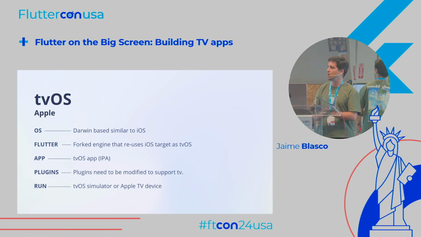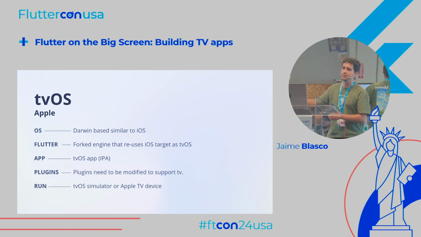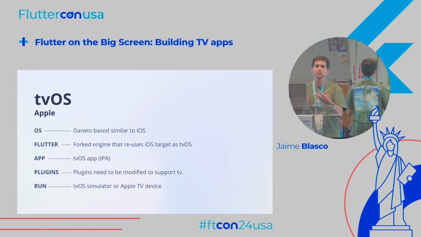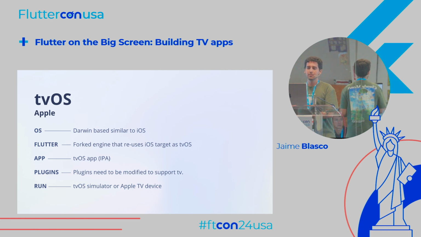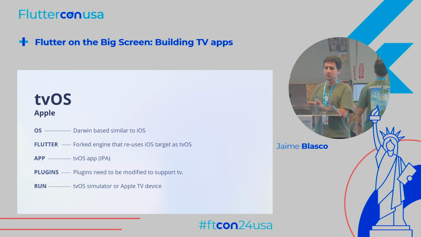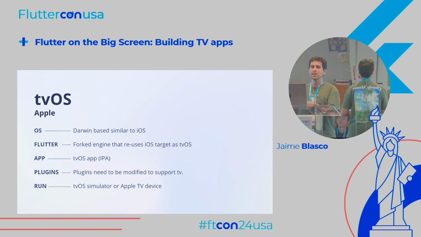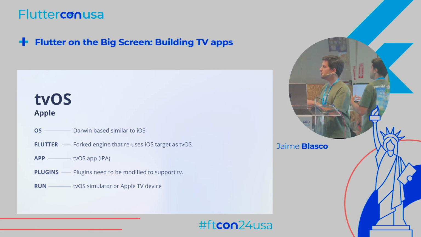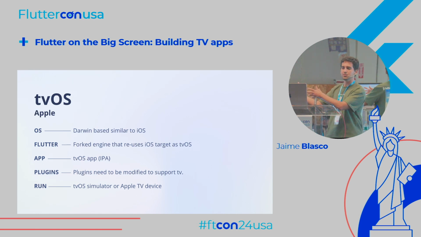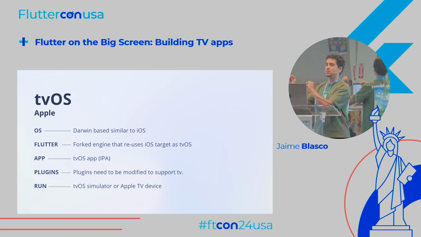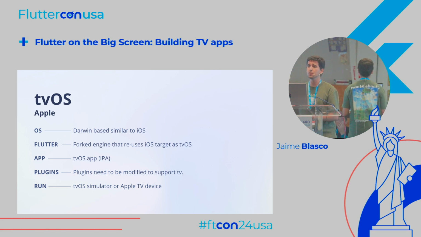Still, let's explain a bit how it works. We have our operating system that is based on Darwin. It has similar foundations to iOS, but has big differences that make it very difficult to create our Flutter app targeting iOS and then compile it to tvOS. Still, there have been people like Sasha who have forked the engine, made a new version, compiled it, and reused the officially supported iOS target, tweaking it a bit to target a tvOS app. And it works, and most of the things are working.